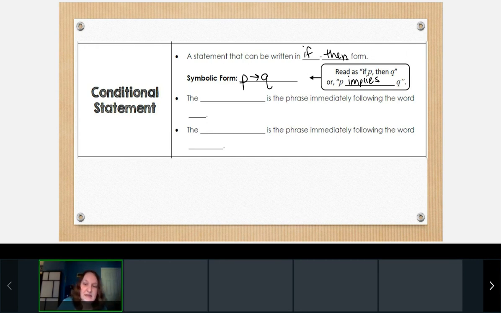That P is called the hypothesis. The hypothesis is the phrase immediately following the word if. And the Q is going to be our conclusion. The conclusion is the phrase immediately following the word then.